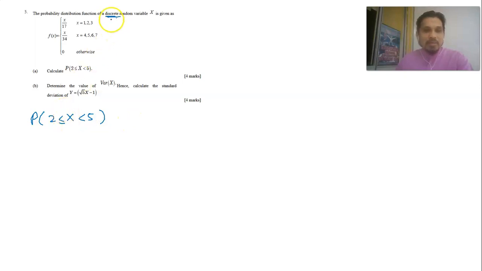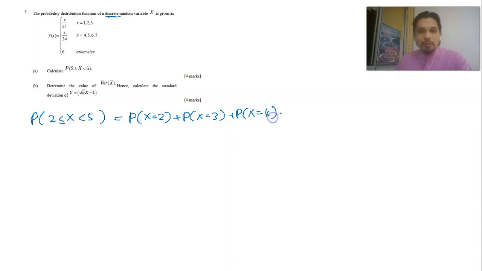Because it is discrete, every symbol or sign matters. So this x includes 2 but does not include 5. Meaning that it is the probability of x equal to 2 plus the probability of x equal to 3 plus the probability of x equal to 4. Okay, that's it.